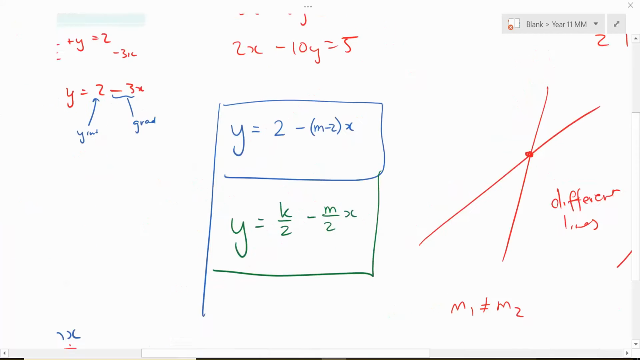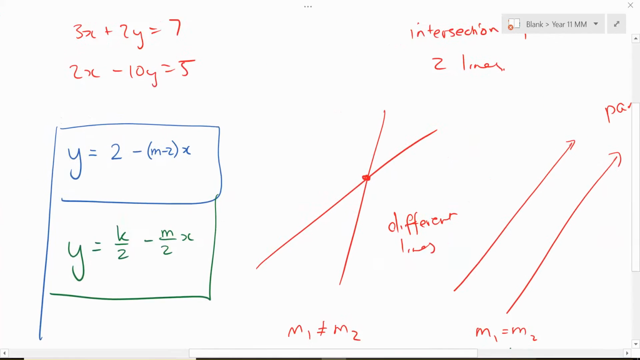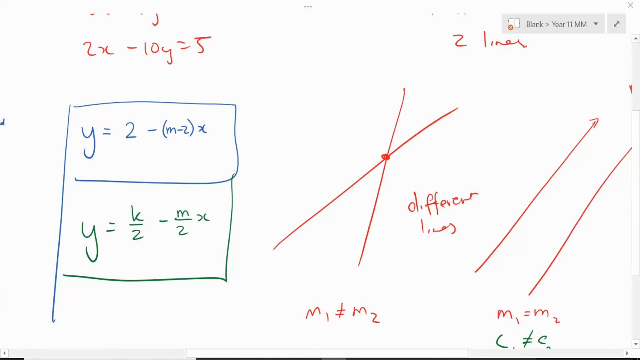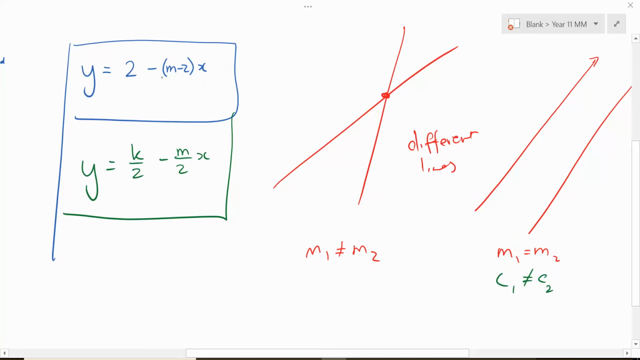Yeah? So now you look at these two equations. All you have to make sure is the gradients are equal and the y-intercepts aren't. Okay, that's all you're doing. So you're equating these two. You're saying this is m1, or gradient 1.